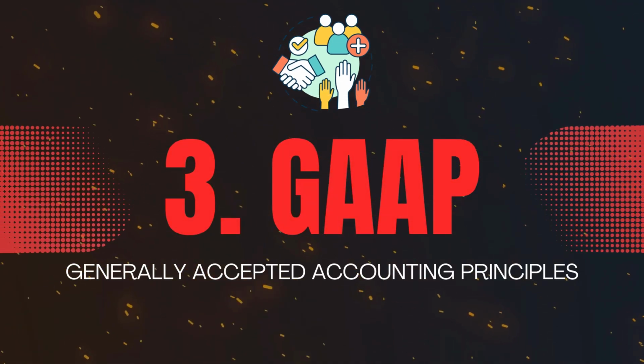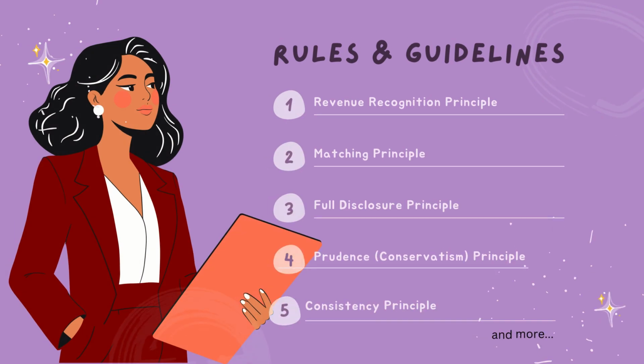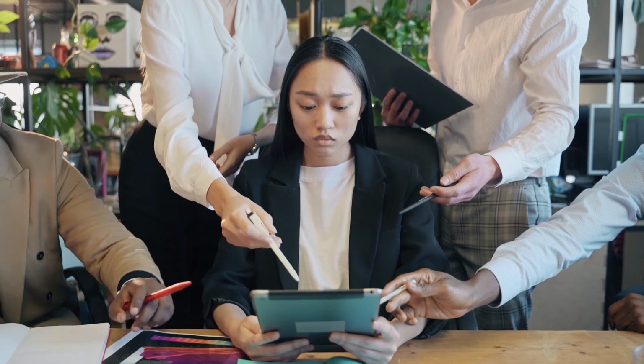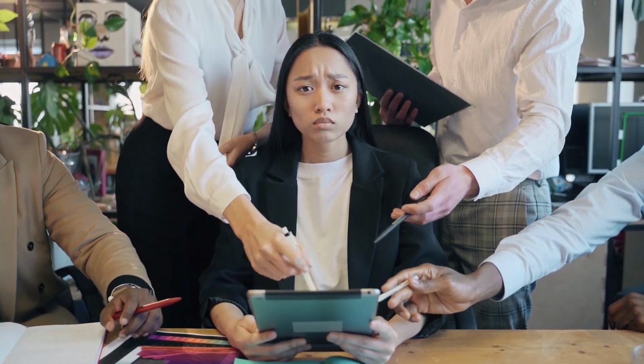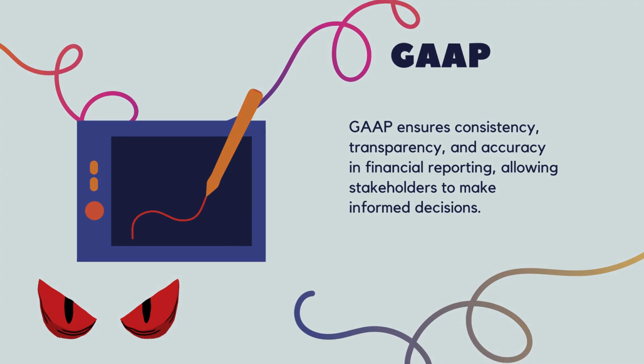GAAP stands for Generally Accepted Accounting Principles. These are the rules and guidelines that companies must follow when preparing their financial statements. Without GAAP, companies could present their financials in many different ways, making it hard to understand or compare them. It's the foundation for clear and honest financial reporting.